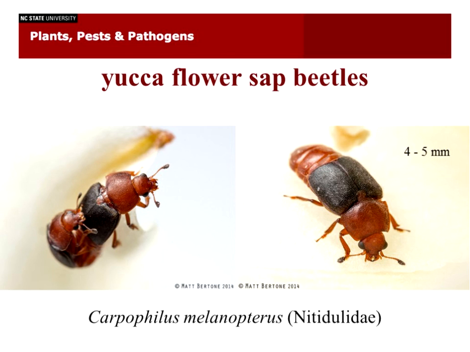And so if you see these beetles, many of the beetles in this family are attracted to slime flux flows, sap flows, fermenting fruit, compost, things like that. That's why they're called sap beetles. So this species, again, in particular, Carpophilus melanopterus, is the yucca flower sap beetle.